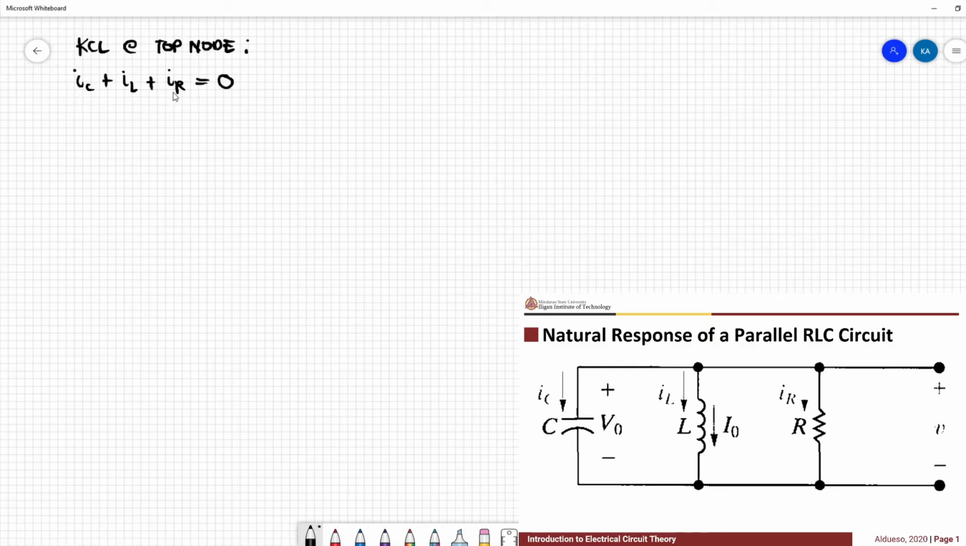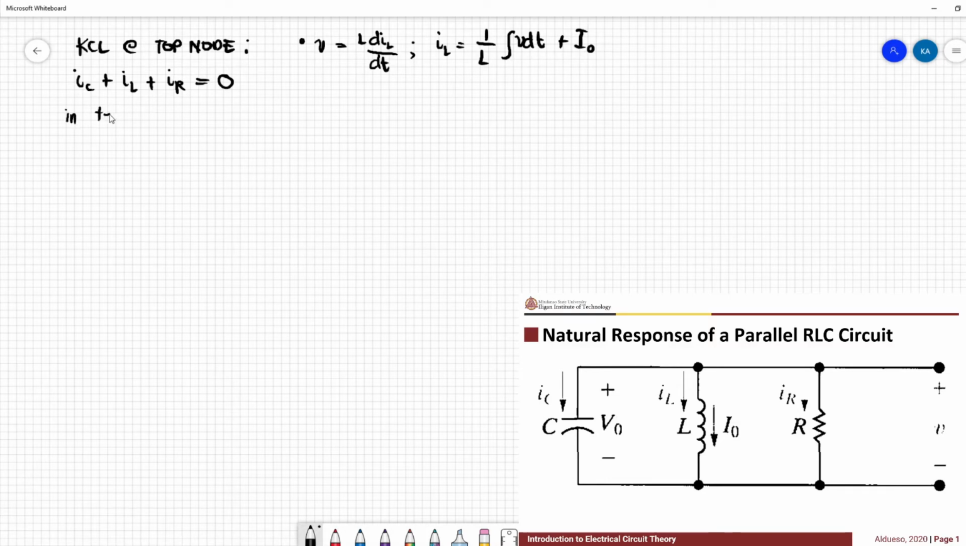Now take note that R, L, and C are in parallel, so the voltage across them is equal. And we should take note that the voltage in an inductor is given by V equals L dIL over dt. Or in terms of V, IL equals 1 over L integral of v dt plus the initial value of I.